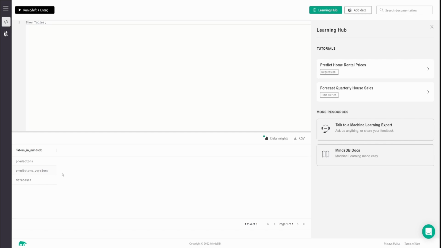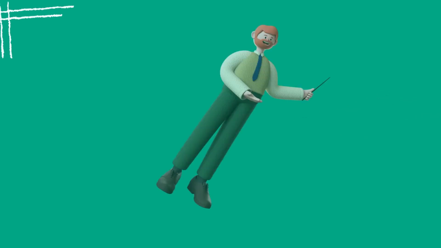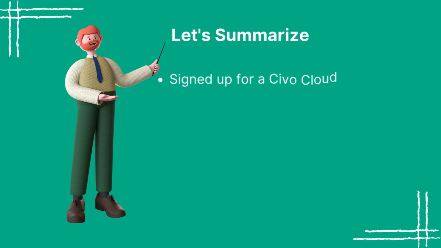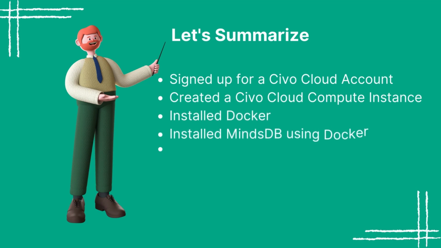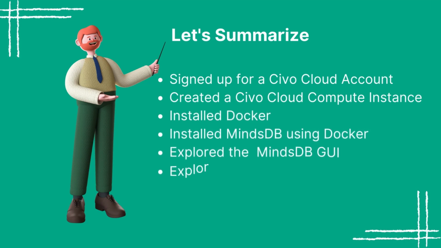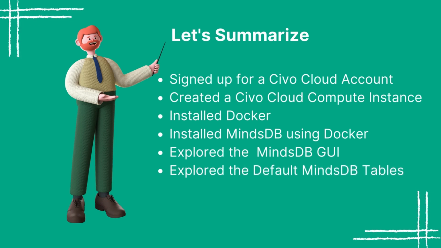Now it's time to summarize. In this video, we first signed up for a Civo Cloud account. Then we created a Civo Cloud Compute instance. Then we installed Docker in the instance. Then we installed MindsDB using Docker. Then we explored the MindsDB GUI with the public IP of the instance. And finally, we explored the default tables that are present in MindsDB when we launched the MindsDB instance for the first time. That's all we covered.